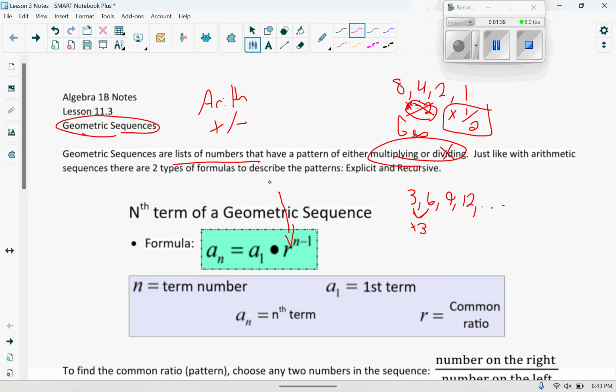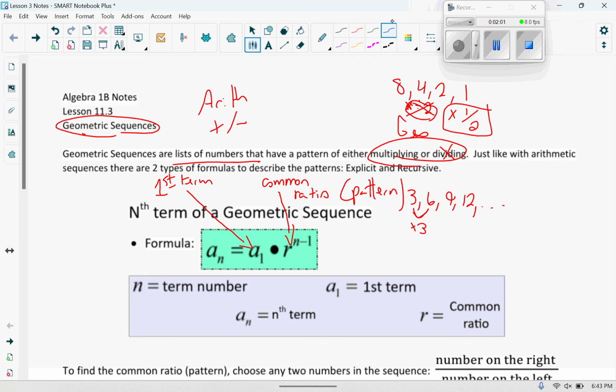Okay, and this is all to find the pattern right here. That's called the common ratio. And again, that's just the pattern that you're multiplying by. That's it. Just like the last one, that's going to be our first term. And really, those are the only two things we need, and then we can do different things with it.